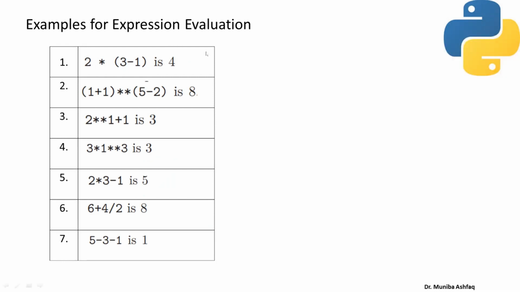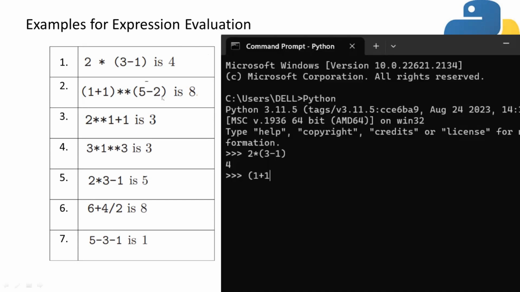4 is the result. Now come toward this one, you can see that we have 2 parentheses. Both are at the same level, so we will evaluate from left to right. We will evaluate this one, 1 plus 1, which is equal to 2, and then 5 minus 2 equals 3. Then it becomes 2 exponent 3, 2 power 3 becomes 8.